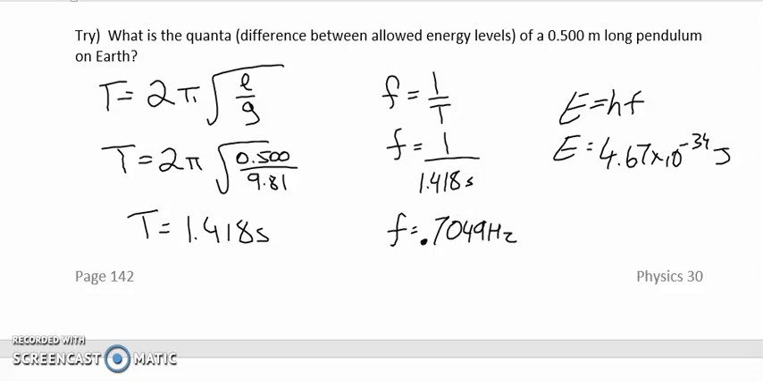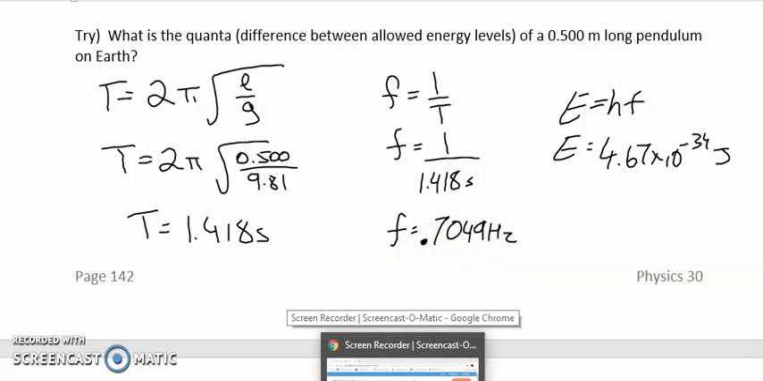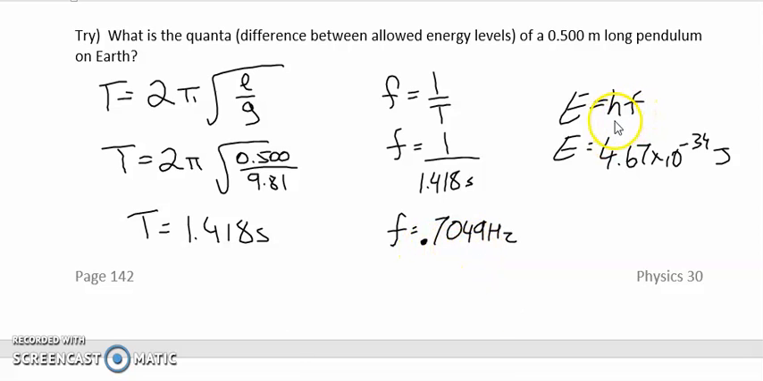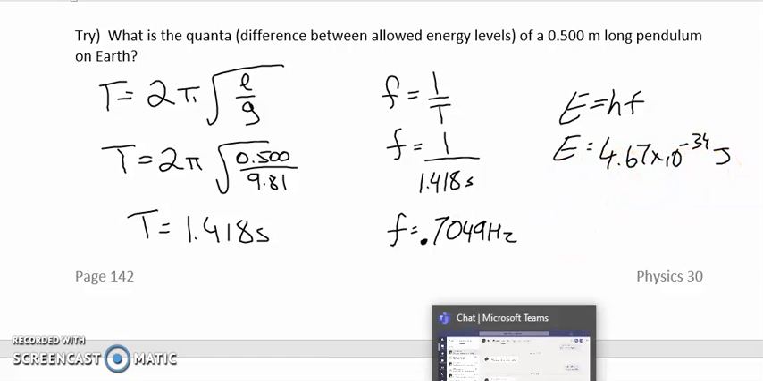So here we go, using the pendulum formula, remembering that this is on Earth, so we've got 9.81 as our acceleration due to gravity, which means a period of 1.4 seconds. The inverse of that to get the frequency, 0.7049 hertz. And multiplying by Planck's constant to get the amount allowed between energy values. Okay, so in this case, that is differences in potential energy.